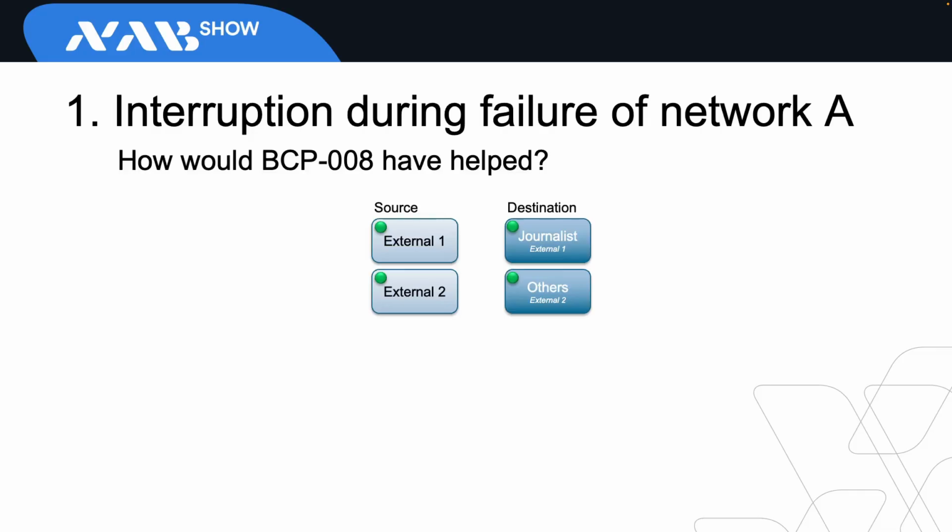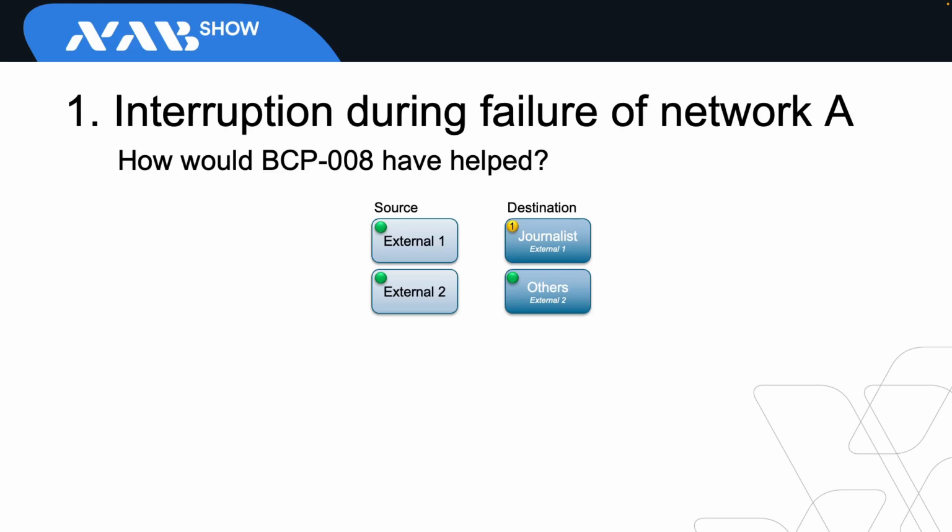Just using some examples, some sources, some destinations. We see the destinations are connected, and the journalist is connected to an external line here, top right corner. Normally he would just work with his green lights, that's what he's used to. Now, one day he would see something like this. There is a yellow dot and there's a 1 in there. It's actually the number of incidents which have been detected.